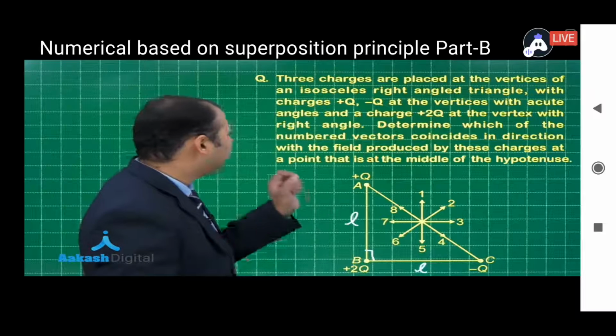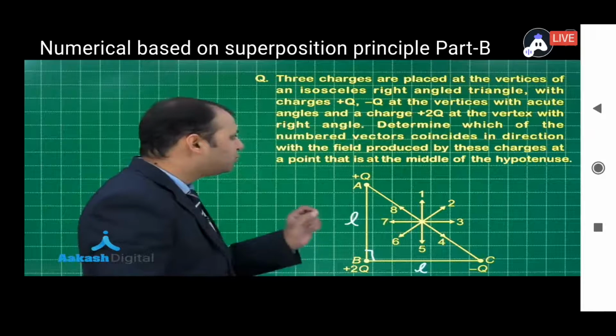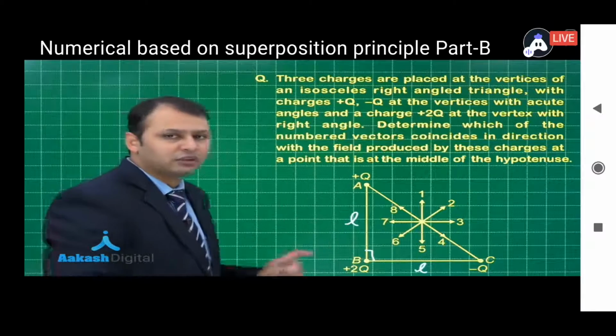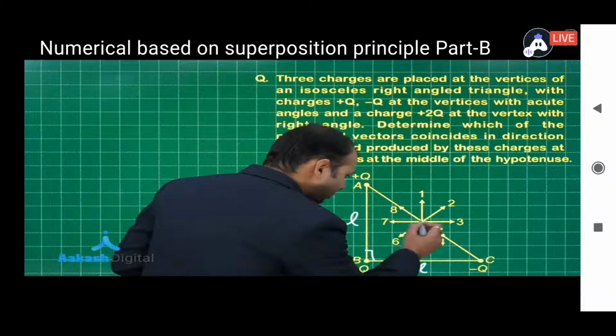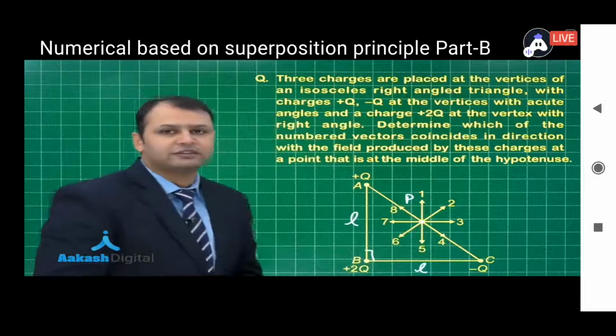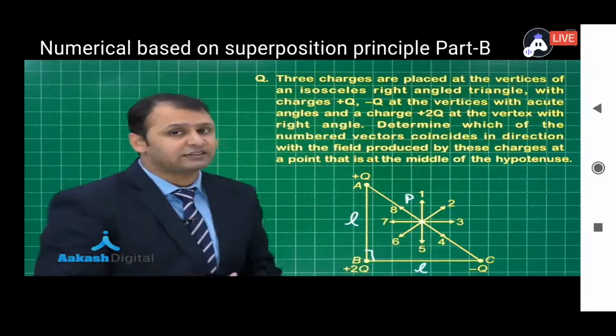Now, determine which of the numbered vectors coincide in direction with the field produced by these charges at a point that is in the middle of the hypotenuse. So we are talking about this point, friends. Let's consider this as point P. We want to find the electric field due to these. Also, we will find the net electric field here.